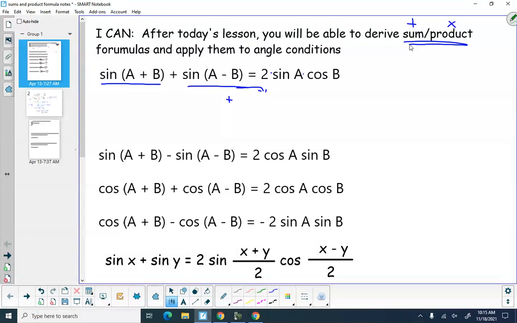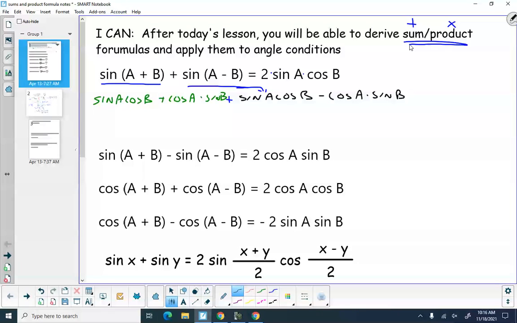First one, sine of A plus B is sine A cosine B plus the cosine of A times the sine of B. The second one is exactly the same thing, except you have subtraction in there. Sine A cosine B minus cosine of A times the sine of B. Okay, all we've done is used our angle addition formulas and expanded out.